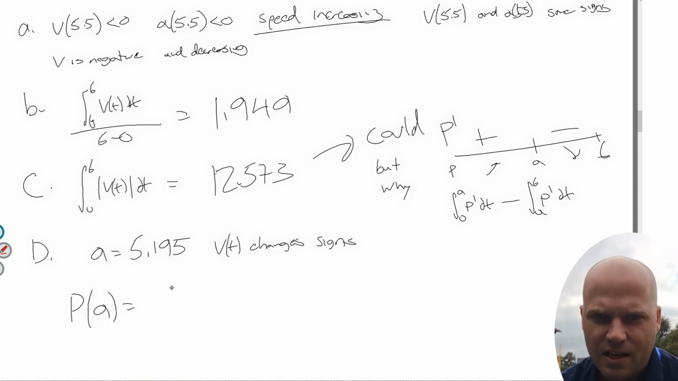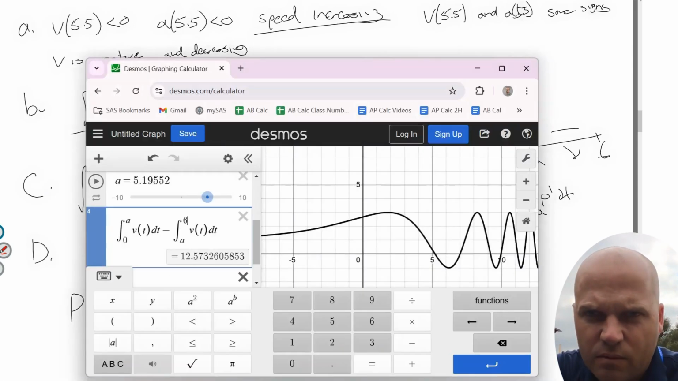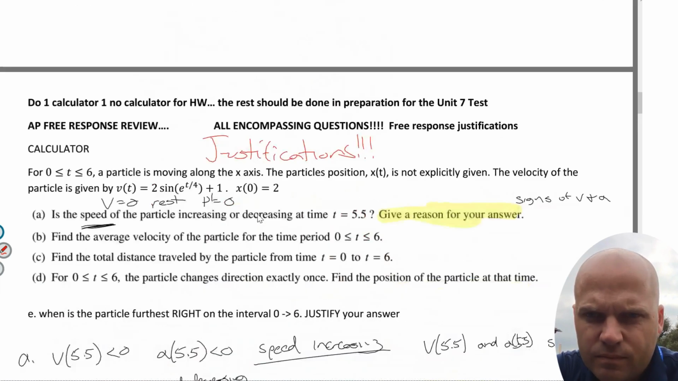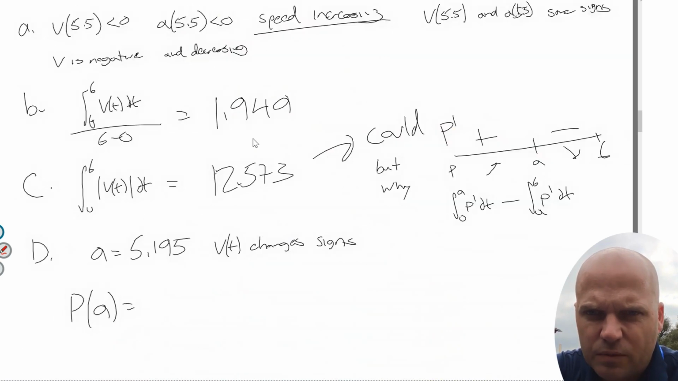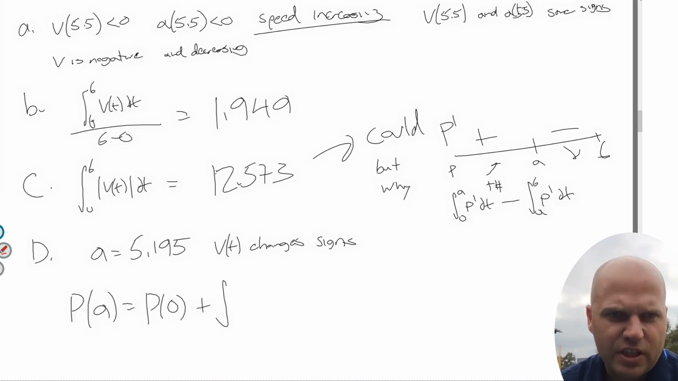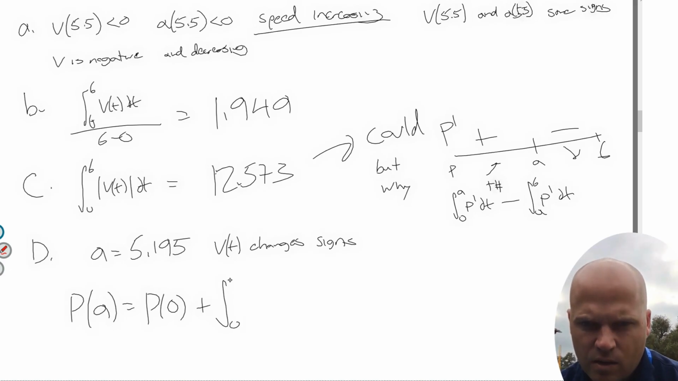P of A equals, am I giving a P of 0? Or a P of 6? Yeah, P of 0 is 2. Equals my position at time 0 plus however much I displaced from 0 to A. You have to write this down.